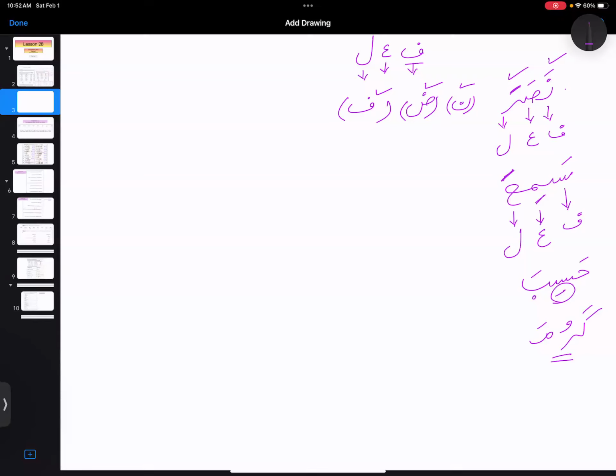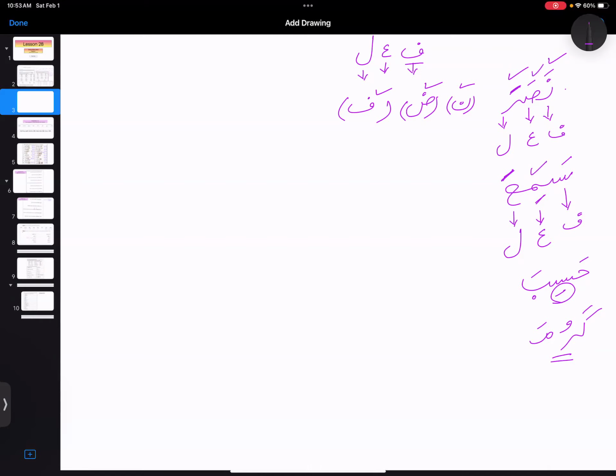Or fatha is done, Daraba. Daraba, yadribu. But Daraba is taking fathas, right? So the only change is happening where? In the middle root letter. Sometimes the middle root letter is going to take a fatha, like it is taking in Nasara, Daraba and Fataha.